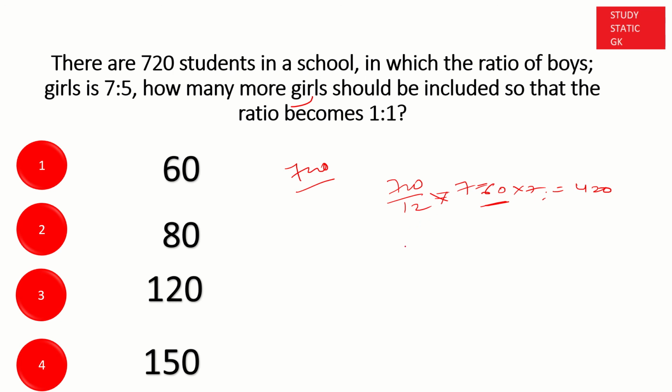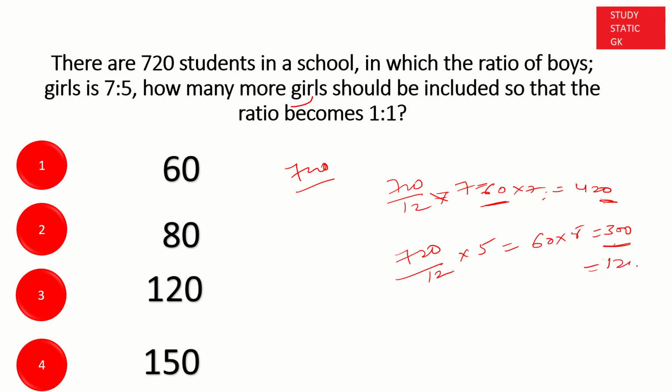These are the boys. And again, if you calculate girls, 720 by 12 into 5, again 16 into 5, 300. Right? How many more girls are to be included? The ratio becomes 1:1, which means the girls have to be equal to 420.